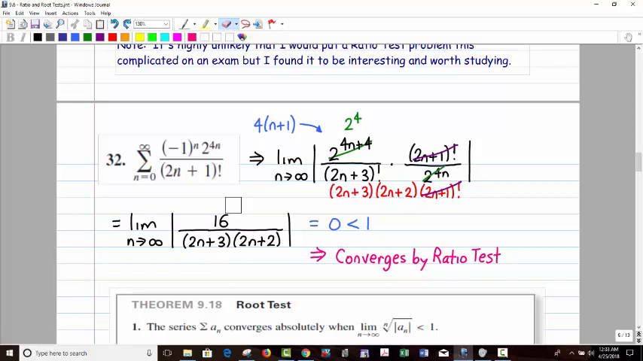Okay, so you've got a number over n as n goes to infinity. That is clearly 0 from a limit standpoint. So 0 being less than 1, we have converges by ratio test. And there we go.